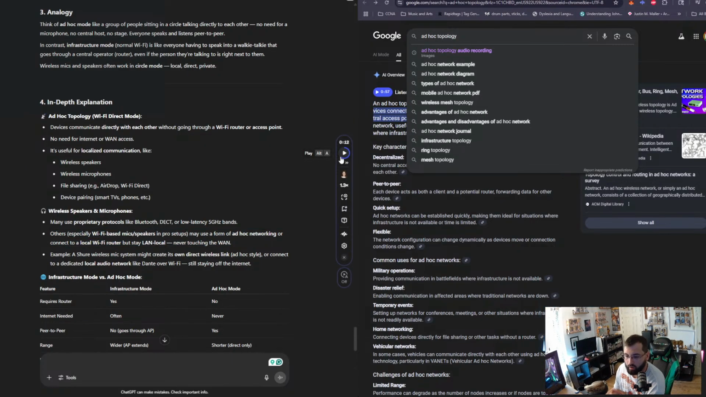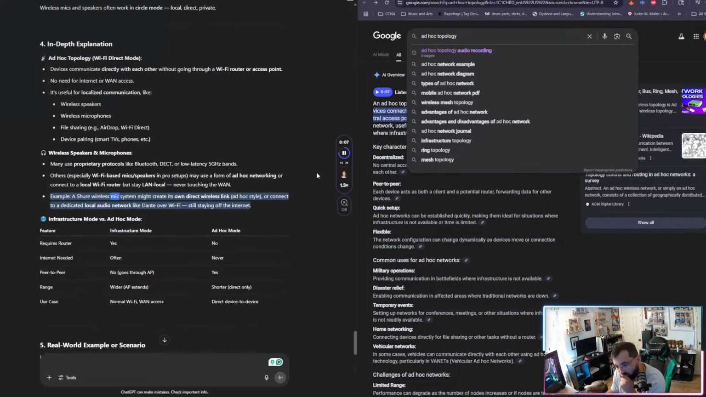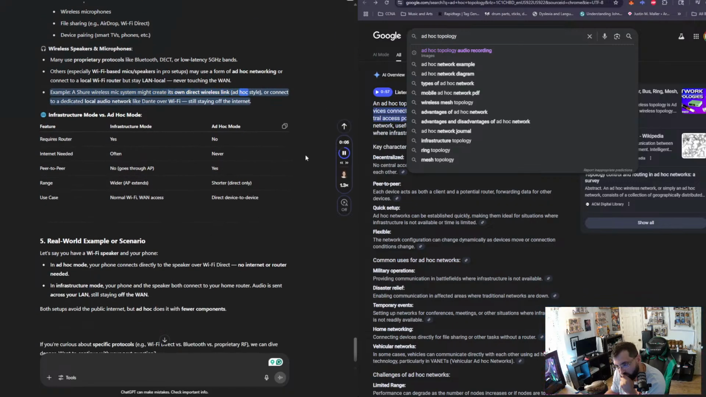See, and there are mice and keyboards that use this. And the smaller the distance, the stronger the signal. And that's how it connects. And Bluetooth is actually really slow. So that's why even now I'm using 2.4. I'm connected through Wi-Fi, but my mouse is not connected to the WAN. It's just using this frequency. Or they connect to a local Wi-Fi router but stay LAN local, never touching the WAN. Example, a Shure wireless mic system might create its own direct wireless link, ad hoc style.